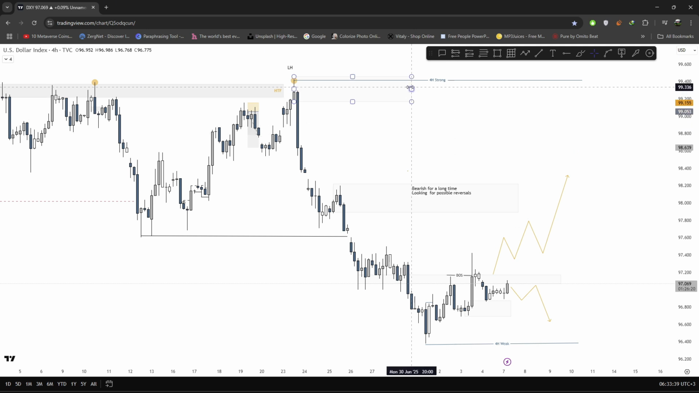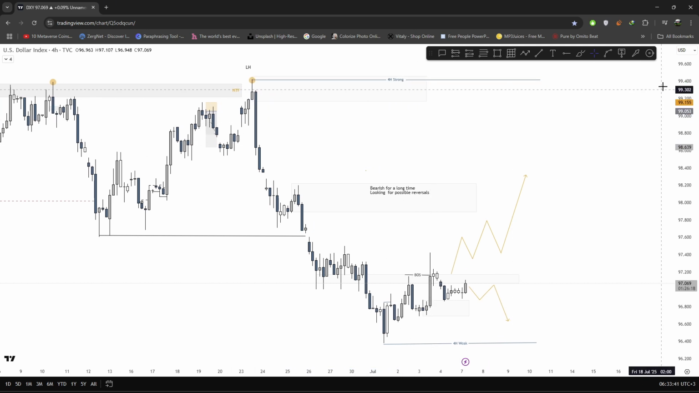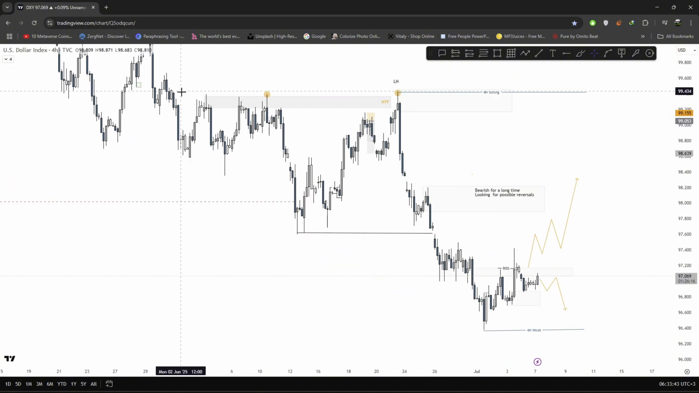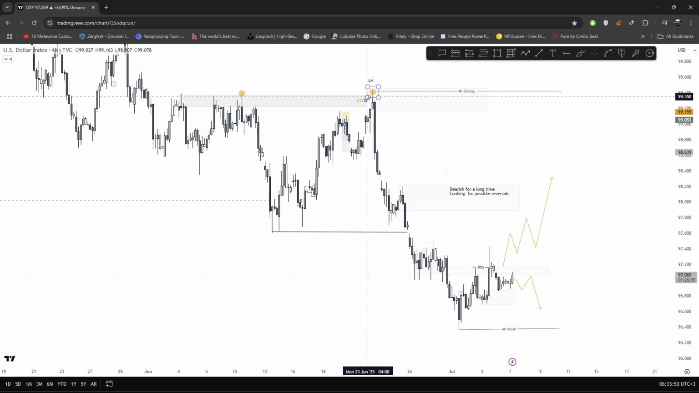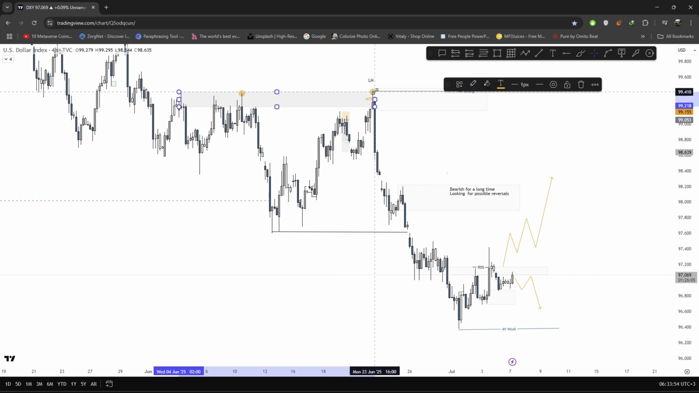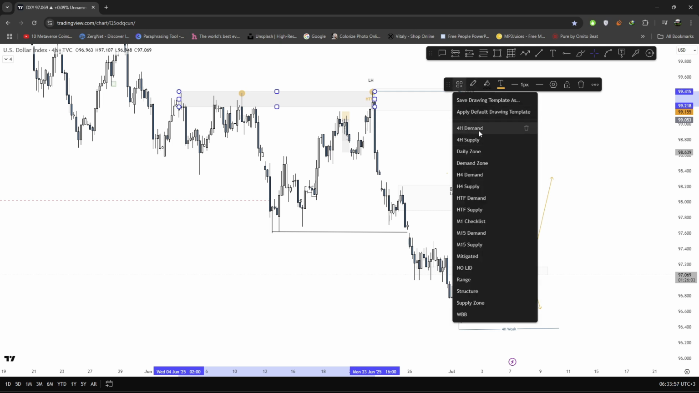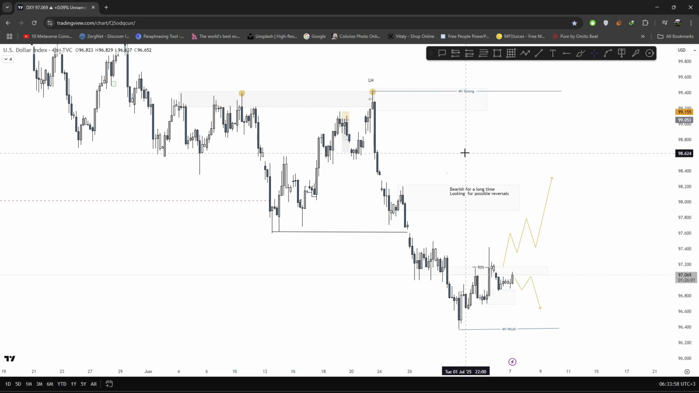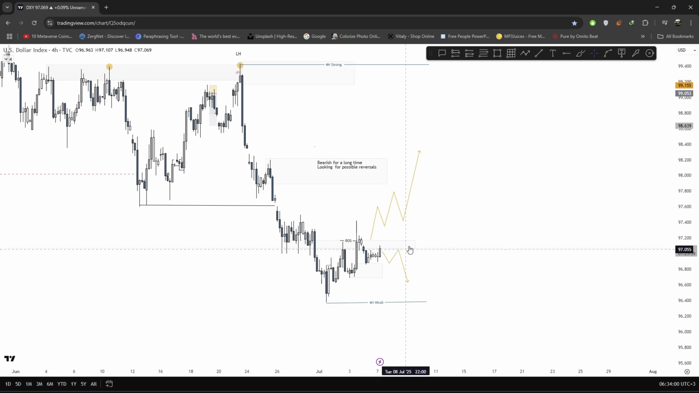Starting with the dollar index, the dollar index has been bearish for quite some time. I think since the beginning of the year, we've just been seeing a lot of bearish momentum, and that's just kind of been the trend. So I feel like we are sort of overstretched at the moment, and what we might be looking for is possible reversals, which is what I've been timing for the past week, looking for price to sort of give us that reversal.